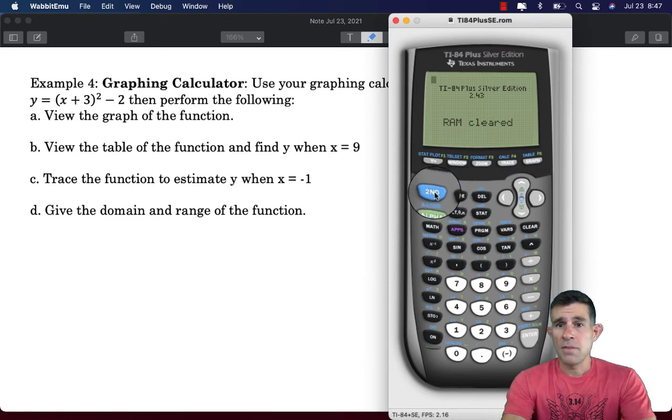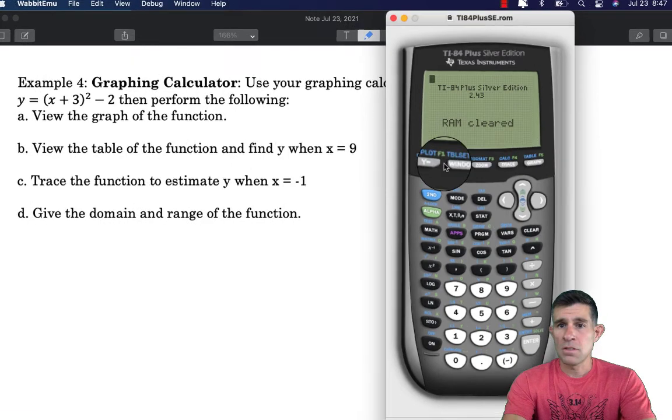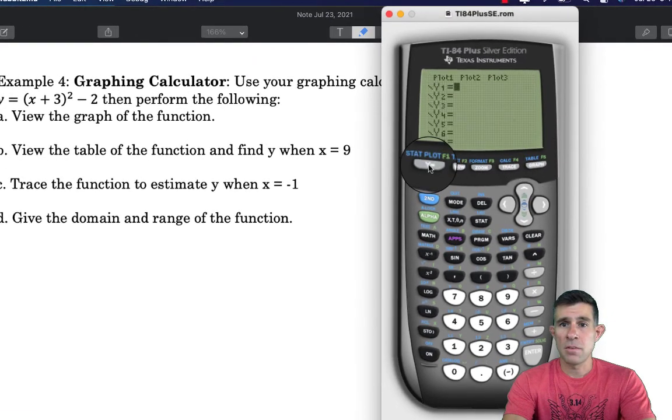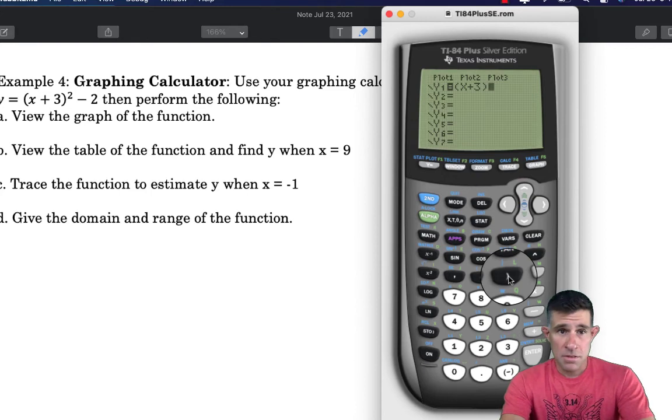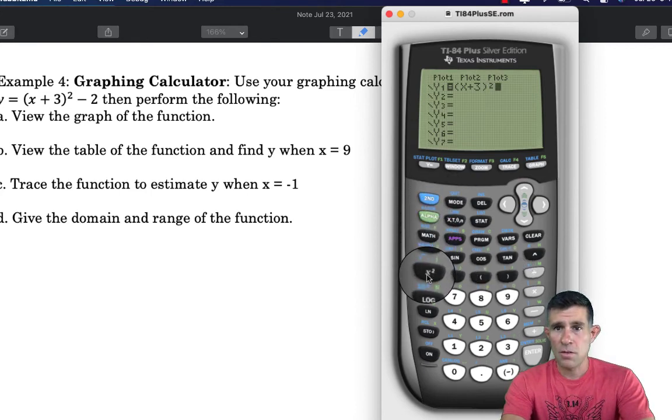Once you've turned it on, you are going to find the y equals, which is up in this top row of function buttons. You're going to press y equals, and now we're going to enter in our equation, which says parentheses x plus 3. So the x is right next to the alpha key, and that says X, T, theta, n. So go ahead and press x, and then we'll put our plus 3, and then we're going to close our parentheses. That quantity needs to be squared. So our squared is right over here along the left-hand side. You should see x squared. So go ahead and press squared. And now we're going to subtract 2 from that quantity.